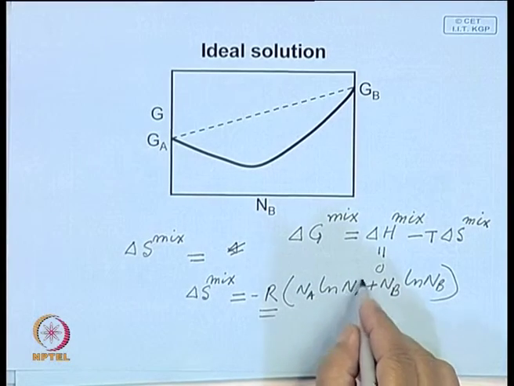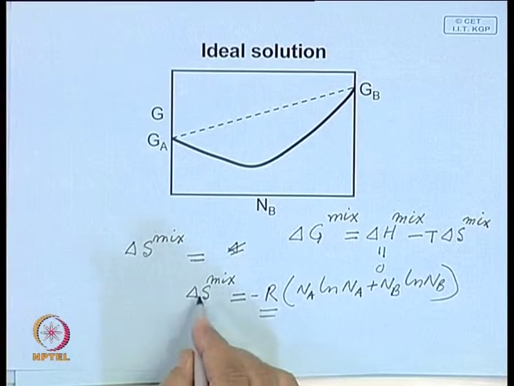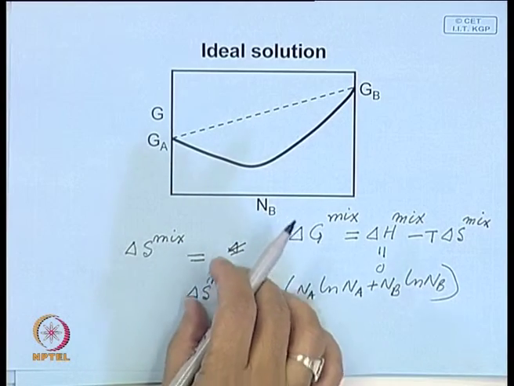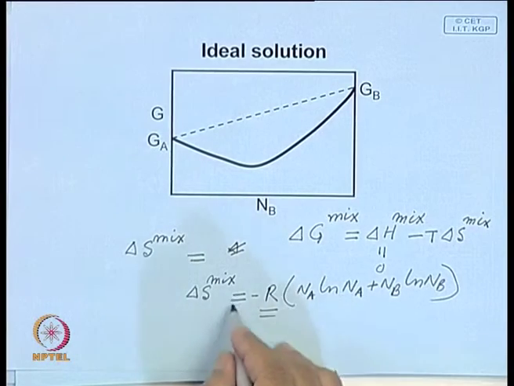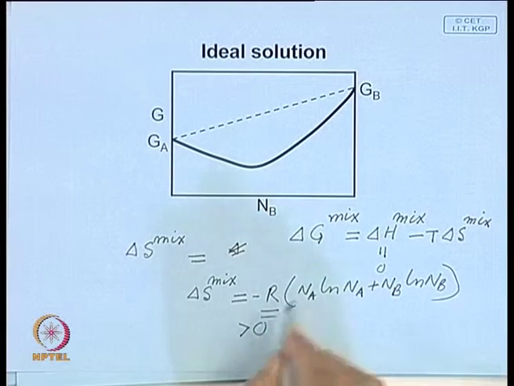So, what you can see, this atom fraction will always be less than 1. So, whenever you are mixing, what is happening? The disorder increases. So, this is positive. So, delta S mixing is always greater than 0.